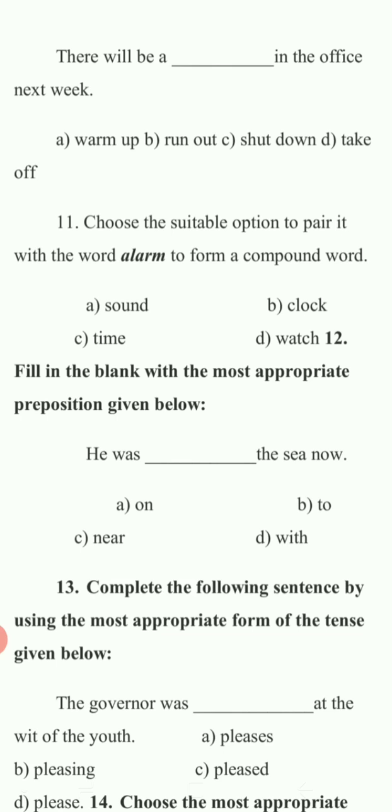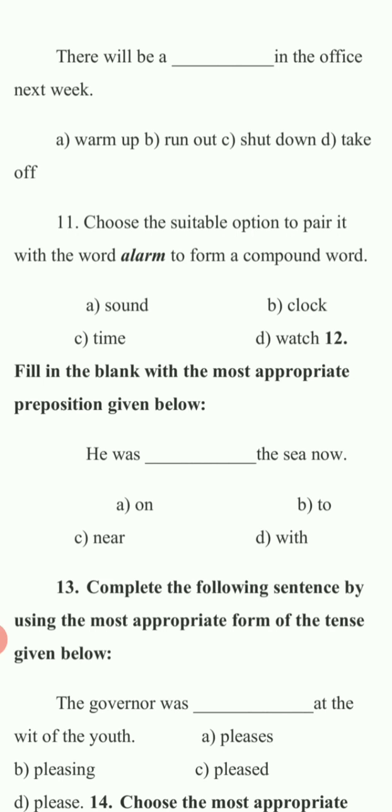Twelfth question. Fill in the blank with the most appropriate preposition given below. He was dash the sea now. Option A, on. B, to. C, near. D, with. Which is the correct answer? Option C, near is the correct answer.